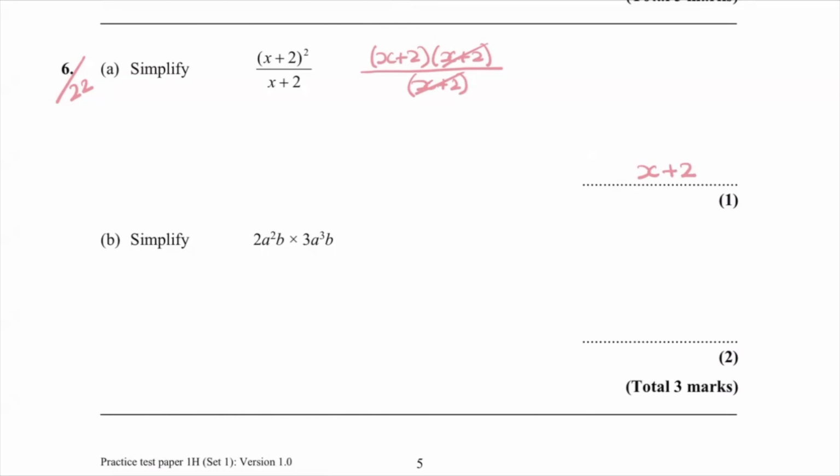Here we're going to use our indice rules. Going to do the number work first. So 2 times 3 is 6. Then we've got a squared times a cubed. We add the powers for a multiplication question. And then we've got b times b, which is b squared.